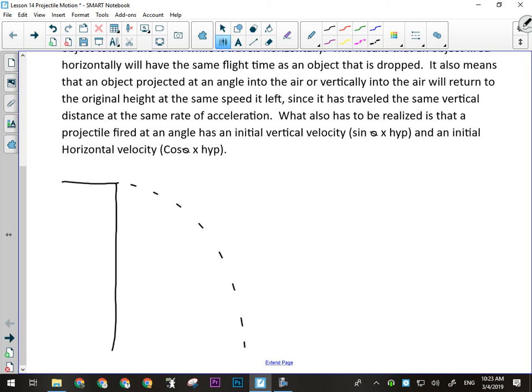Now, if I project something, so I throw it at an angle, then it's going to follow this path, which we call a projectile arc. All projectiles have an arc based on the initial angle and velocity at which they were thrown. The steeper this is, the higher it'll be, but the shorter horizontally it will be. Everyone all right with that?